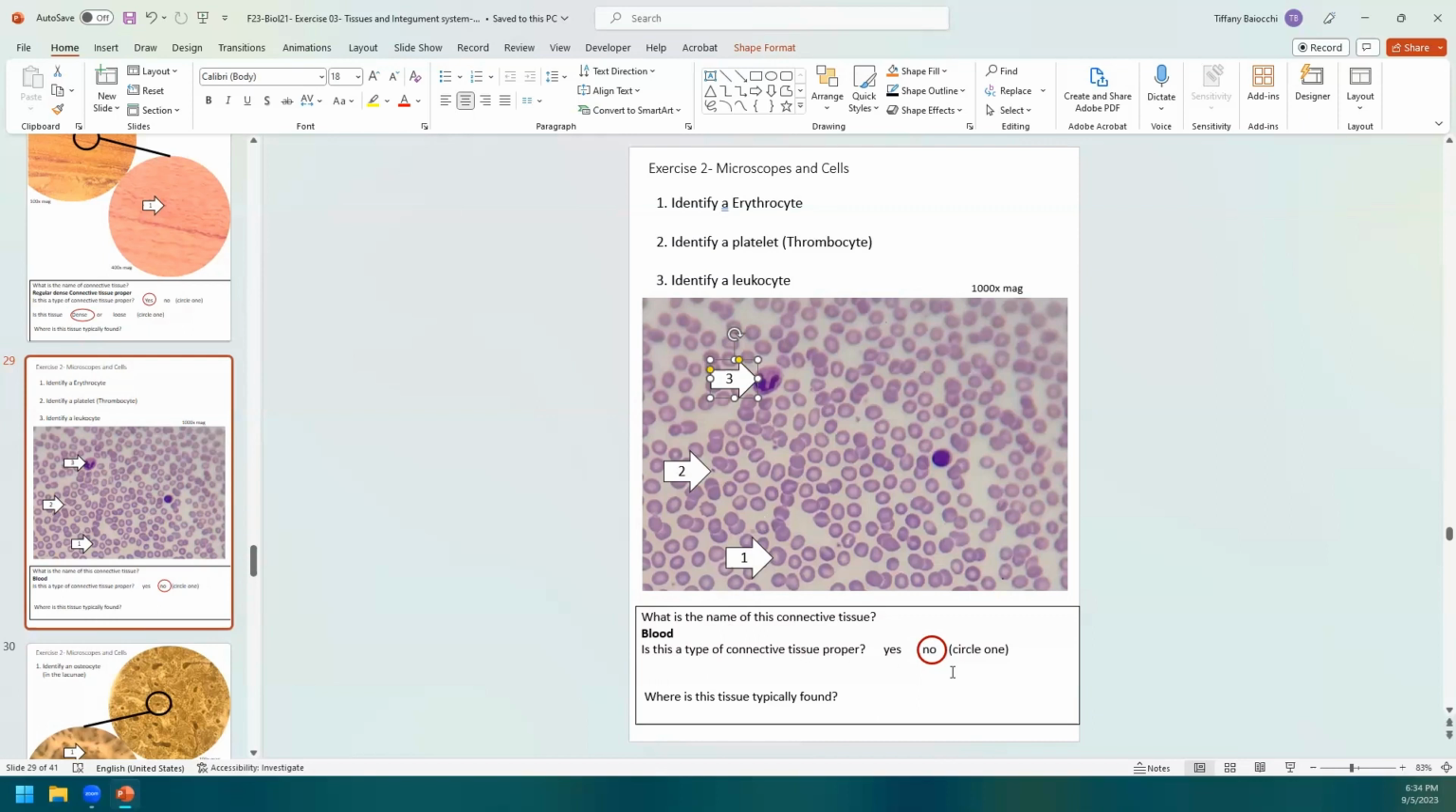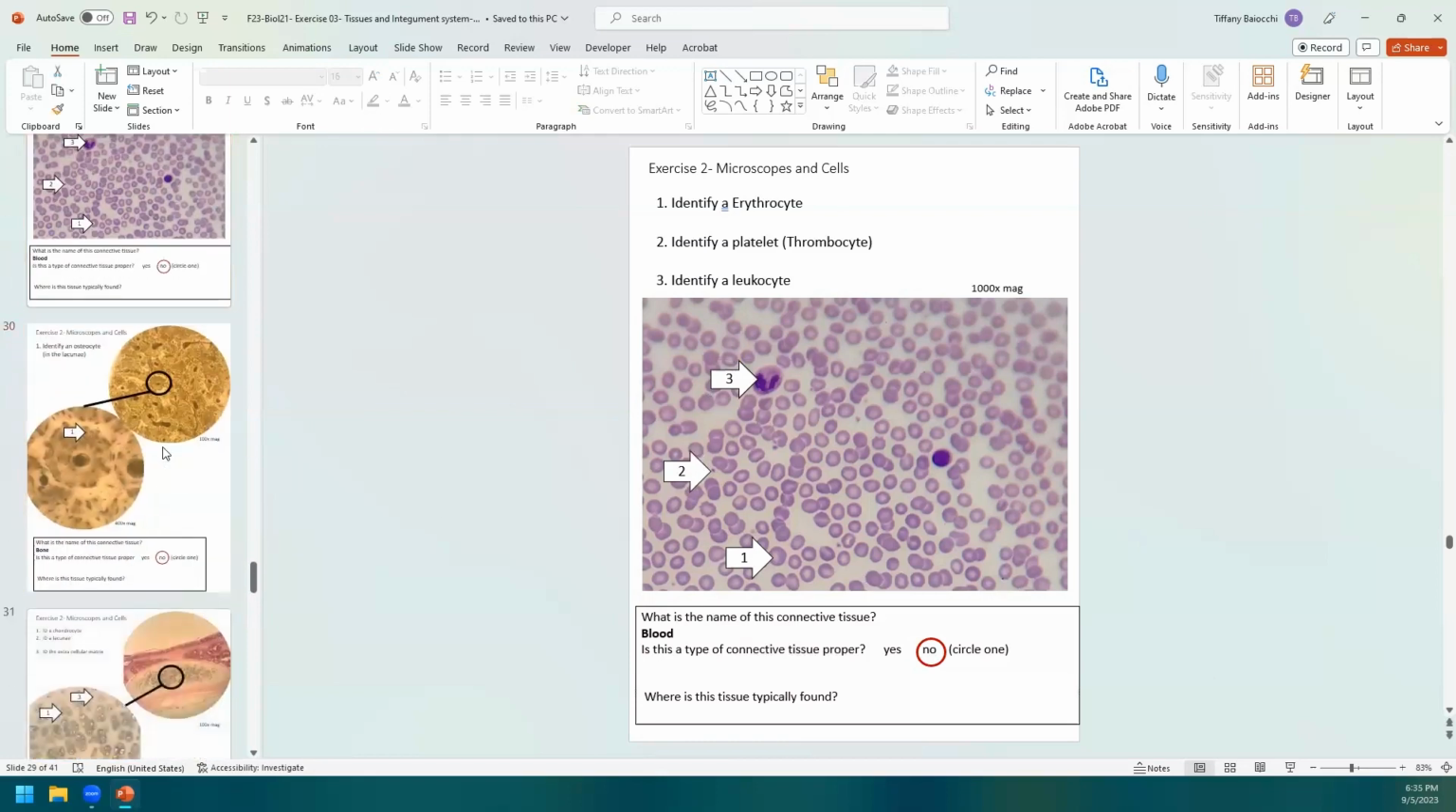This is a type of connective tissue, but it is not a type of connective tissue proper. This is an oddball connective tissue, especially blood, since its plasma is not made by the cells that inhabit it. This is typically found within your blood vessels, which is where you will find this particular type of tissue.